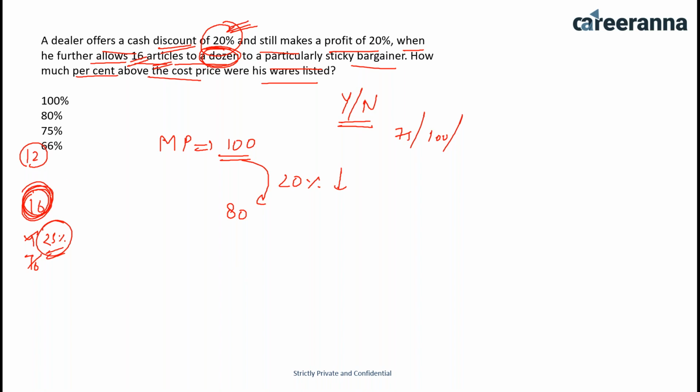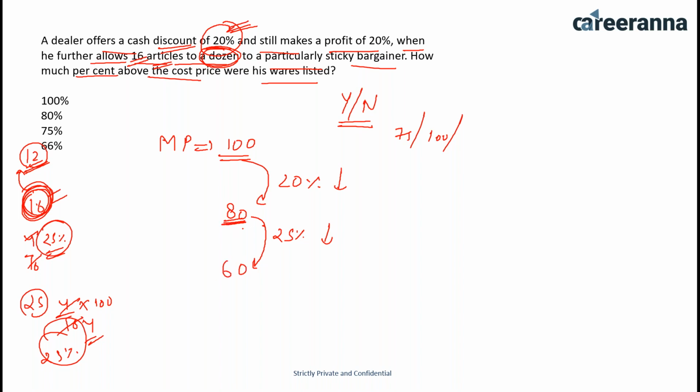I gave him 16 articles and he paid me for 12 articles only. That means I gave him 4 articles for free out of the 16. So what will be the discount? It is 25% because 4 by 16 multiplied by 100, I can easily solve it. It is 25%. Is it clear to all? Say yes, no. Okay. So I have to give 25% off on this. So if I give him 25% off on this, it becomes 60. Is it clear? Say yes, no.